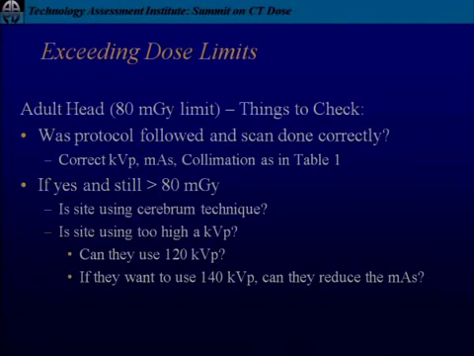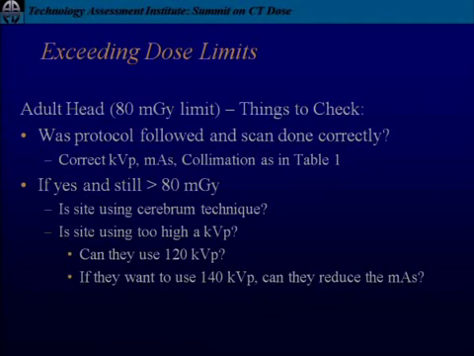Okay? If the answer to that is yes, they did exactly what they said in Table 1, and it's still greater than 80 milligray, are they trying to use the cerebrum technique or cerebellum? Or what is it that they're trying to do? Are they using too high a KVP? Can they get away with 120 KVP?